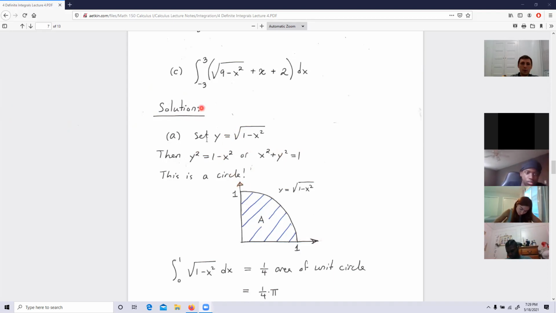And I integrate from where? From 0 to 1. You see, this root is positive, which means I'm in the upper hemisphere. And because I'm between 0 and 1, I'm actually taking a quarter of it. So the answer must be 1/4 pi. One quarter pi is my answer right away. Do you see that, guys?